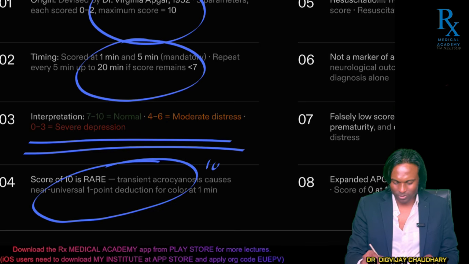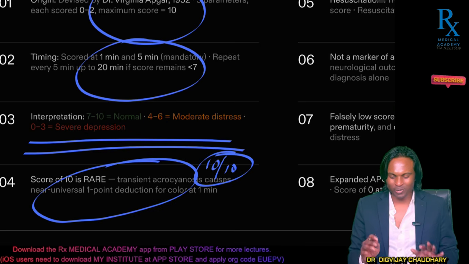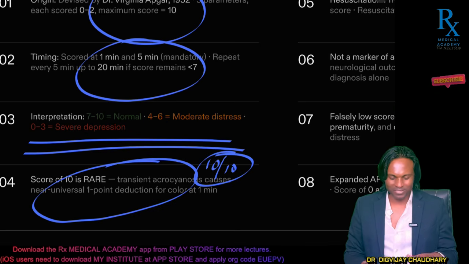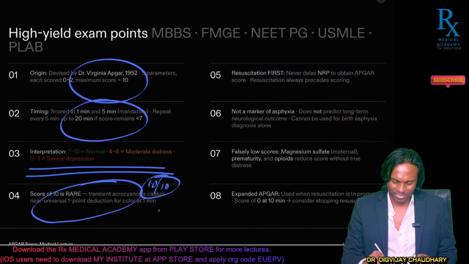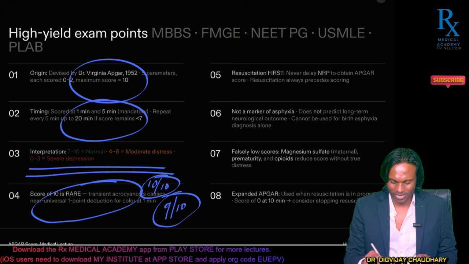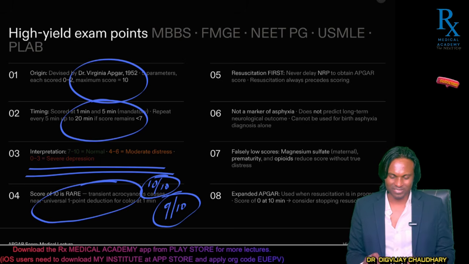And what about a score of 10 upon 10? See, 10 upon 10 can be given, but at the very first minute, acrocyanosis is invariably present. Therefore, at the very first minute, avoid giving a score of 10 by 10. It is better to give a score of 9 by 10, even if you find each and everything satisfactory.